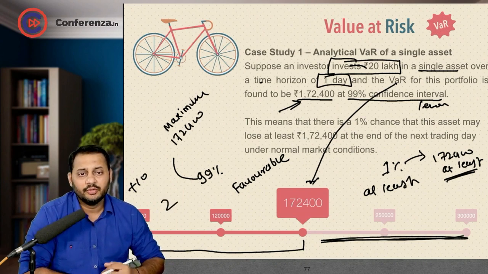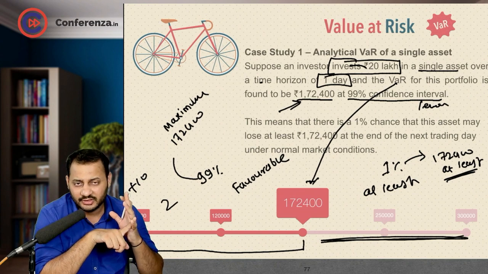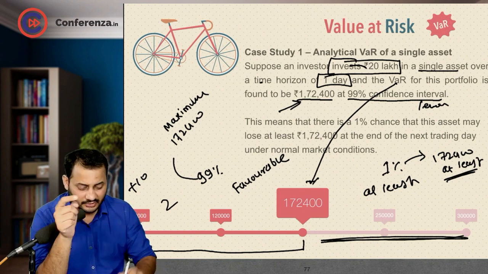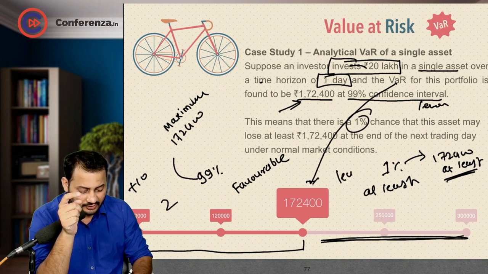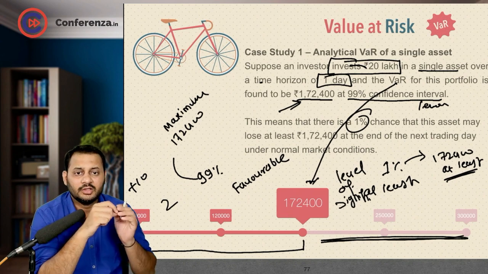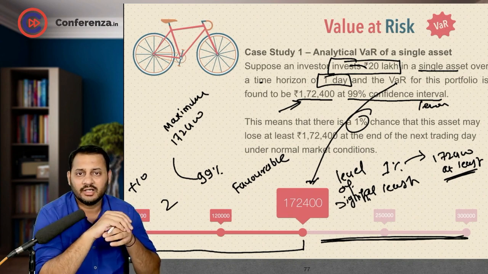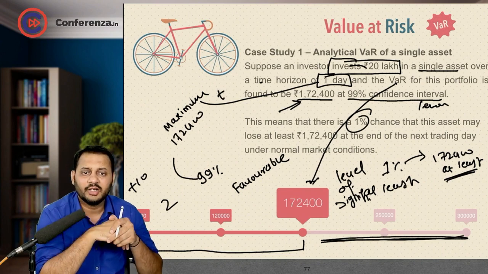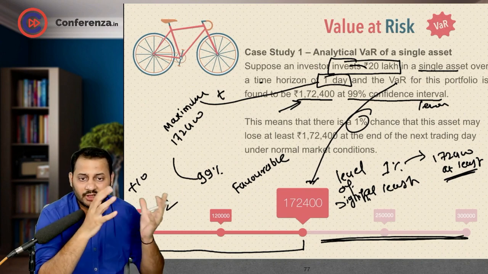So you understood the concept of confidence interval, confidence level here. Then significance level. This 1% is called the level of significance. If you remember, we discussed this in the beginning. 172,400 is the VAR. Okay, 1 day is the time period. We will call it T. And 20 lakh is the total investment. This is how we should read it.